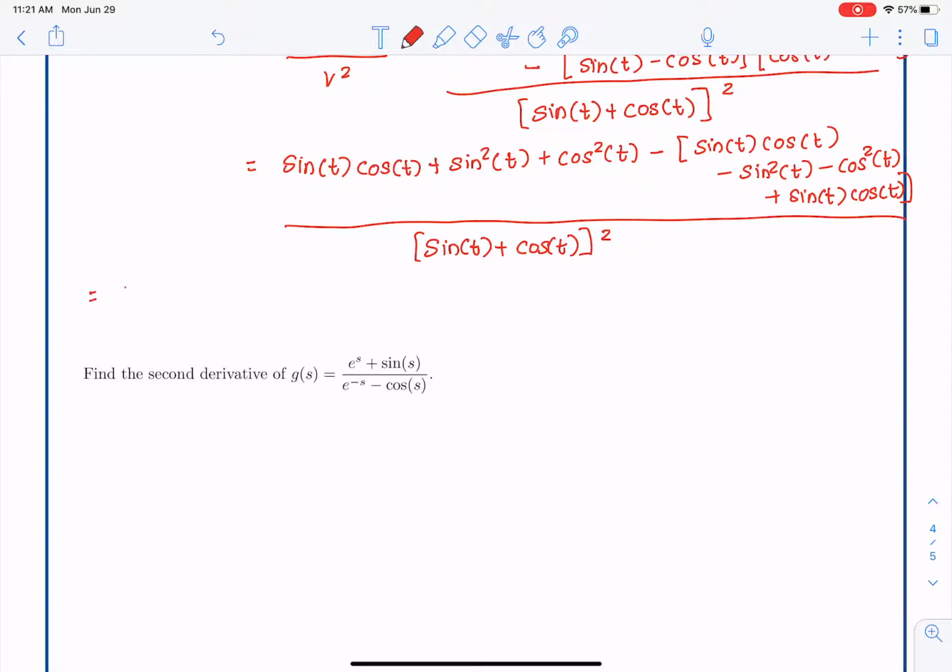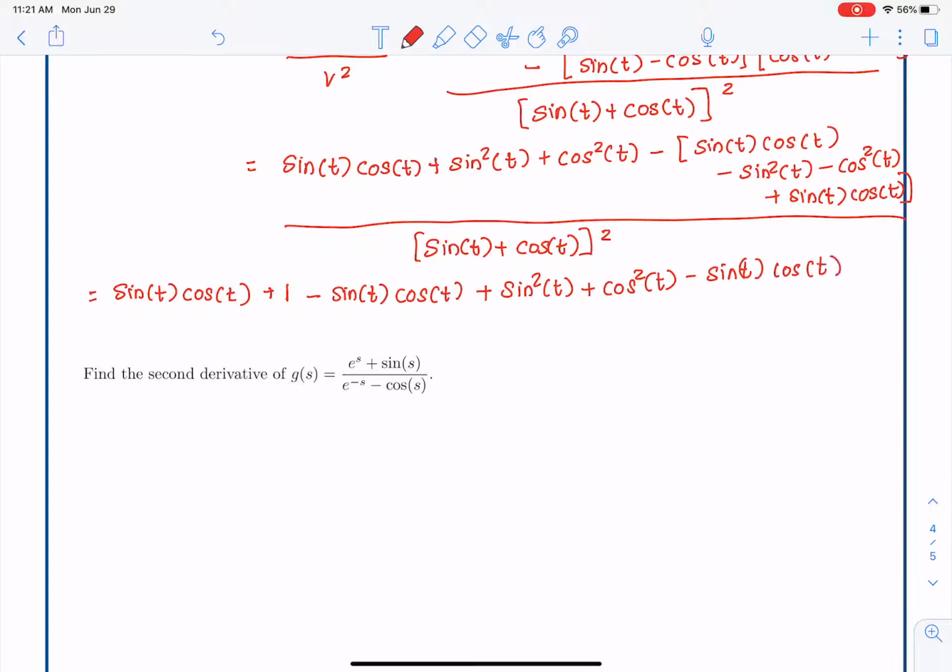So distribute that negative, we have sine t cosine t. We know that sine squared t plus cosine squared t is 1. Distribute the negative, we have negative sine t cosine t. Negative would be positive sine squared t, positive cosine squared t, negative sine t cosine t, divided by sine t plus cosine t, squared.